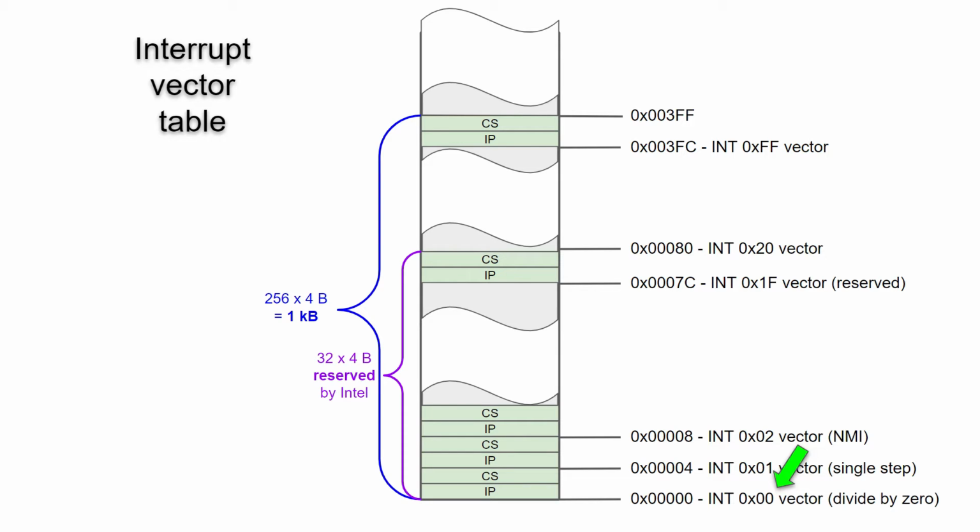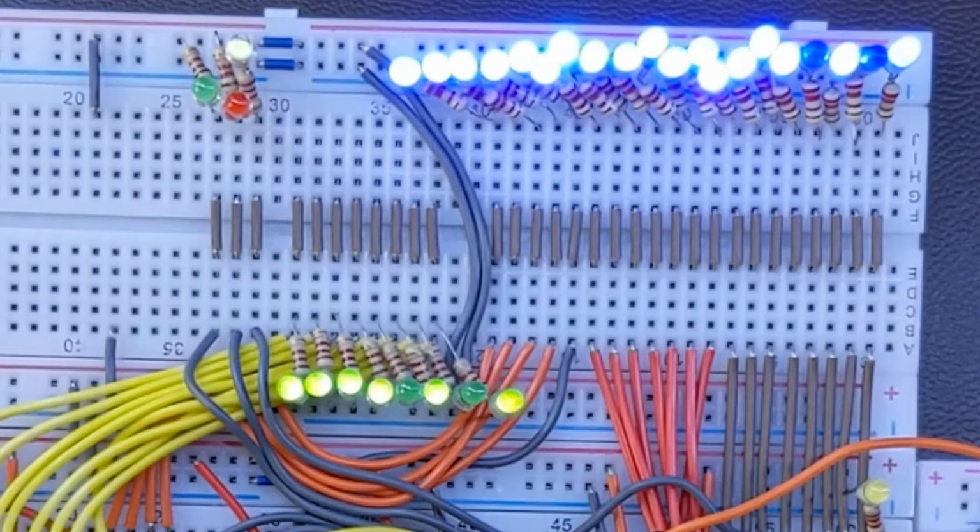In the next video, we will heavily use yet another CPU-generated interrupt, which will let us see the processor's internal state in much more detail than what these rows of LEDs on our breadboard show us.